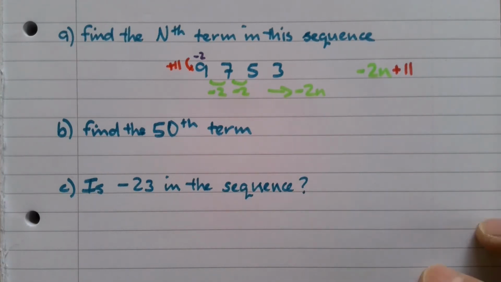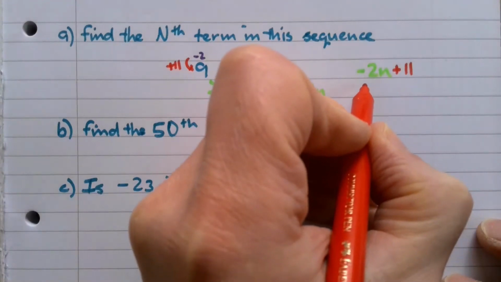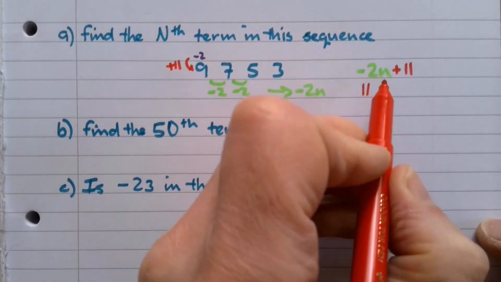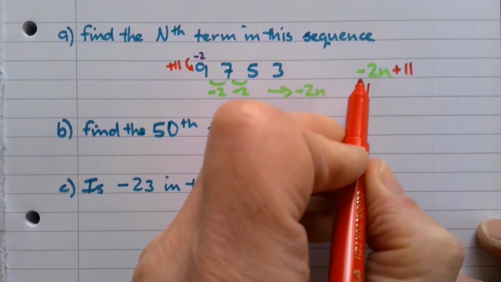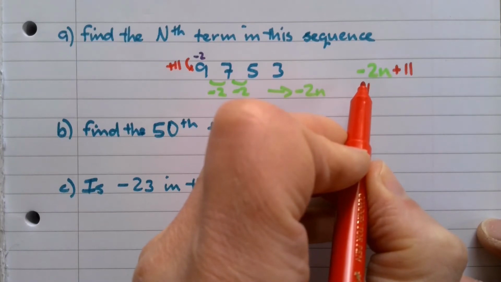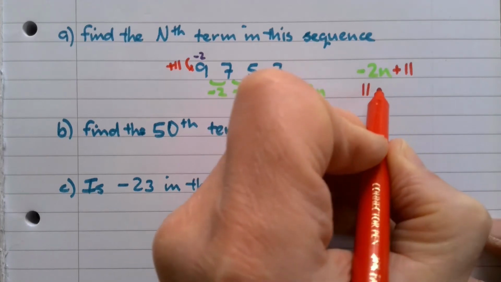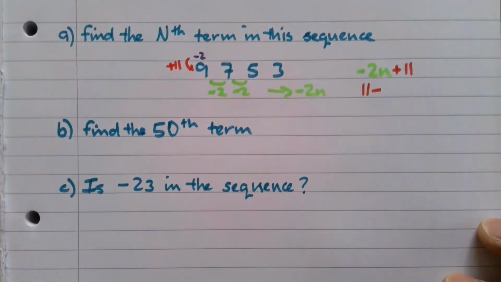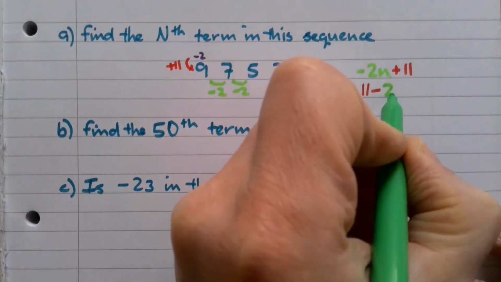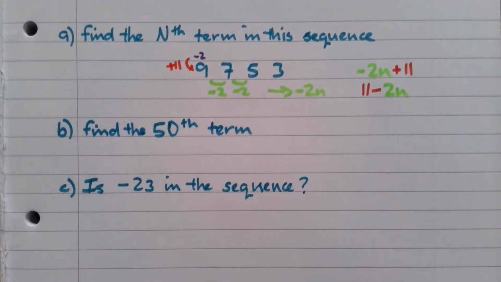So this is going to be 11. Now when I swap them round, I'm going to get 11 add -2. When I've got an add and a subtract together, then the overall effect is a subtract. So I'm going to get 11 minus 2n. Okay, both correct.